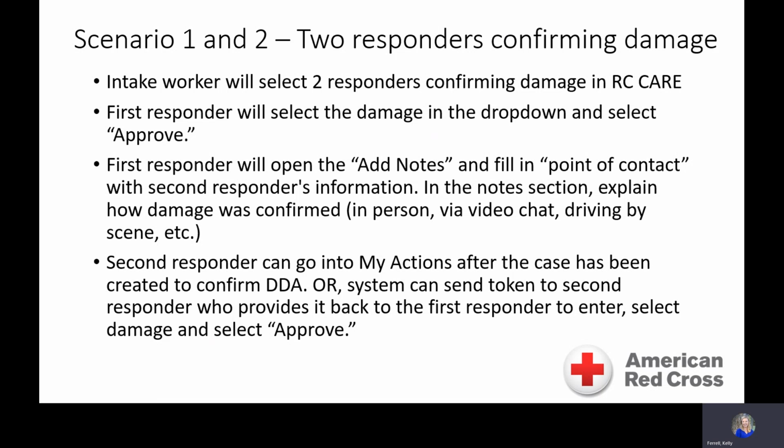So we'll walk through what this looks like in RC Care on the next couple of slides, but just in a step-by-step process. The intake worker completing the intake form would select 2 responders confirming damage in RC Care. The first responder would select the damage assessment in the dropdown and hit approve. Then they would open the add notes field and fill in the point of contact with the second responder's information. In the notes section, we would explain how the damage was confirmed, whether that was both responders in person, one on scene, one via video chat, etc.